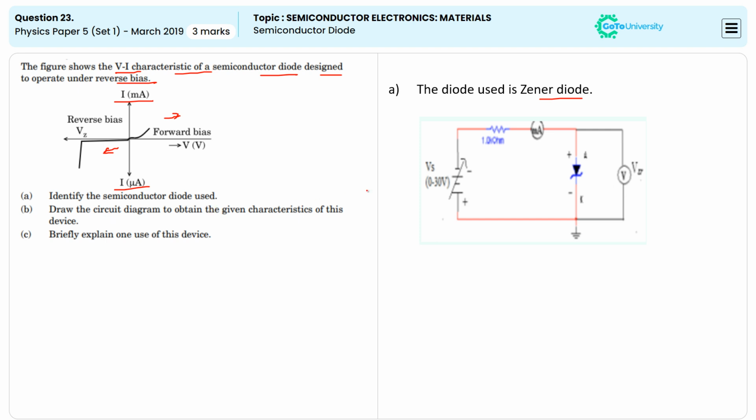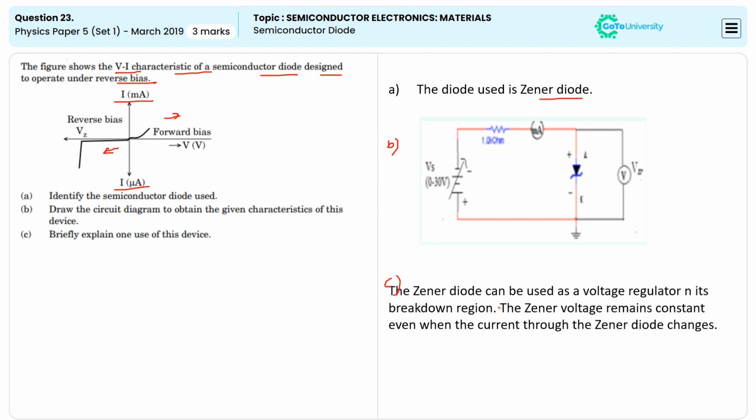And the third point is to briefly explain one use of this device. One use of this device, that is part C, is this: the Zener diode can be used as a voltage regulator in its breakdown region. The Zener voltage remains constant even when the current through the Zener diode changes. This is one of the uses of this particular device.